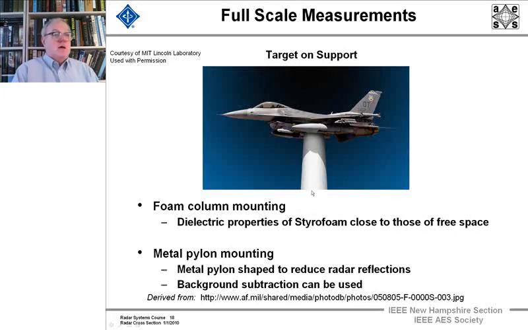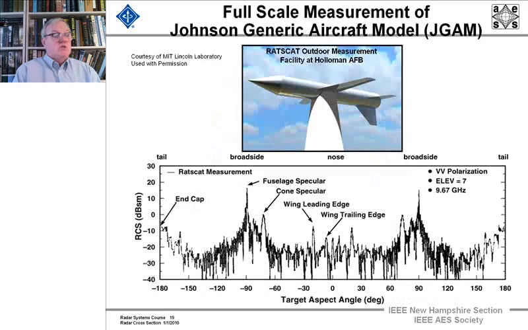And of course, you put inside here metal, or have a metal pylon mounting shaped to reduce radar reflections. And then we can subtract the background. You can collect the scattered electromagnetic field with and without the aircraft on it. And you have to do this on a large range where you have to deal with other issues.